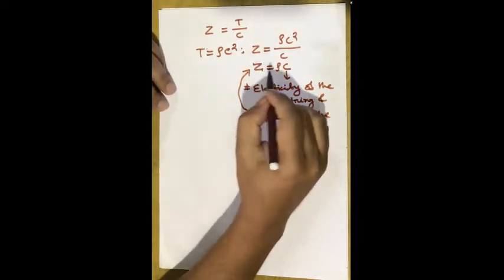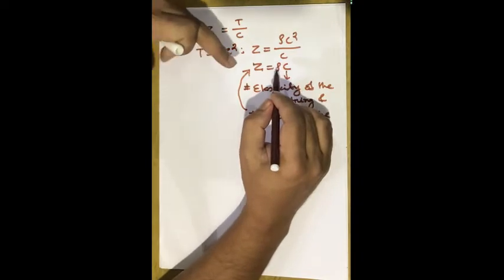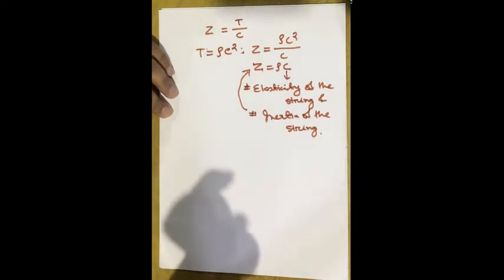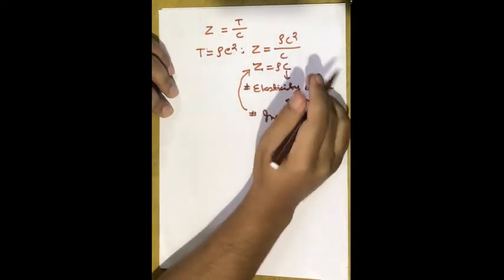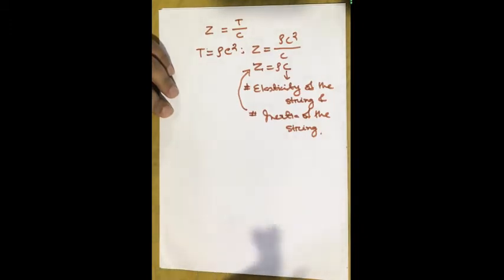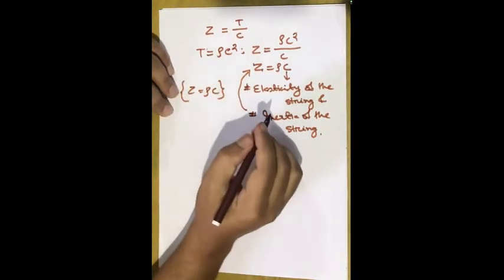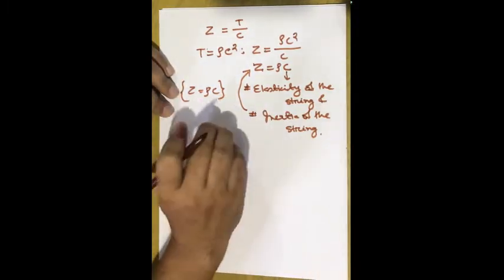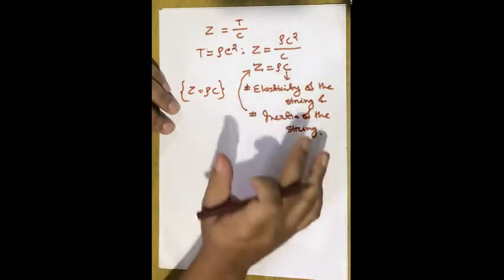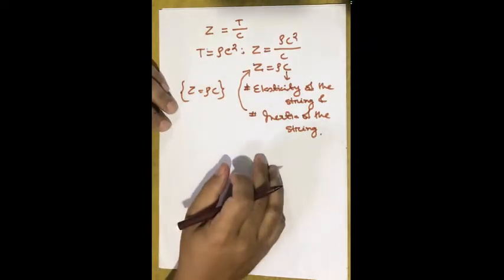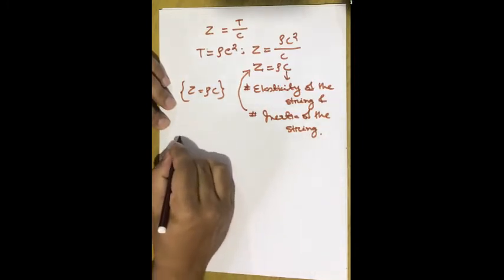If the string has a higher mass per unit length, then the impedance to the traveling wave will be more, as you can imagine, and if the velocity of the transverse wave is higher, then also the impedance will be more. Therefore, Z is equal to rho into C. This is the characteristic parameter for the impedance of a string. We are going to use this parameter when we discuss the reflection and transmission of waves through the string.